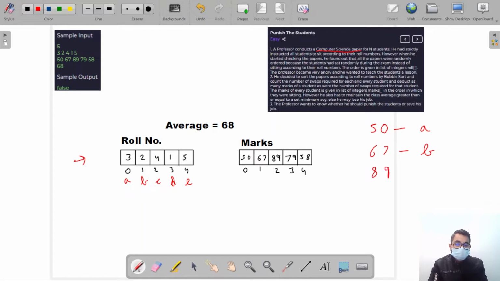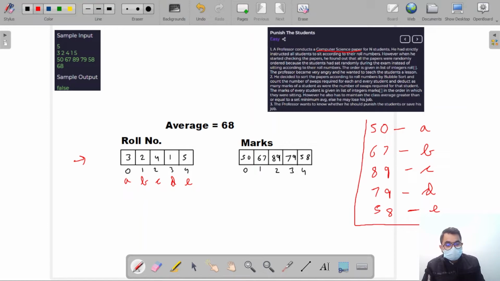Likewise, roll number 4 got 89 marks, so he's going to deduct c marks. For roll number 1, he got 79 marks, and he's going to deduct d marks. For roll number 5, he got 58 marks, but he's going to deduct e marks because he needed to swap e times to arrange his paper in sorted order. So this is going to give me the new marks of the students.